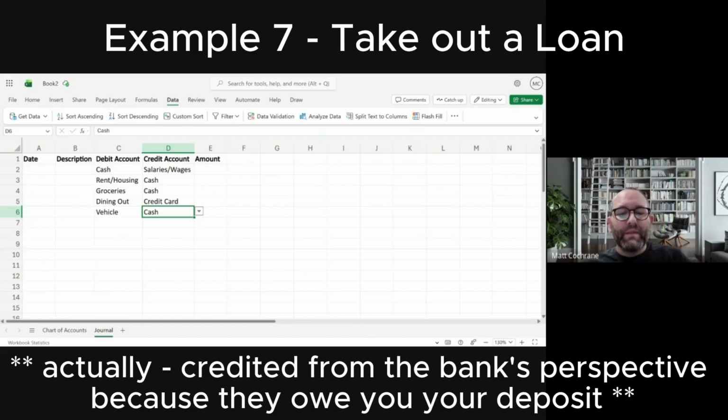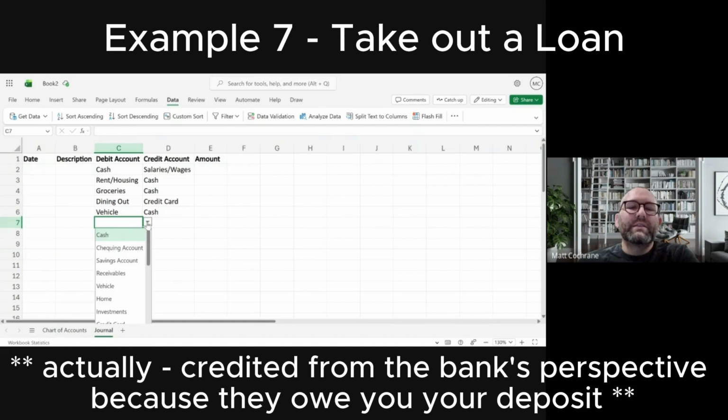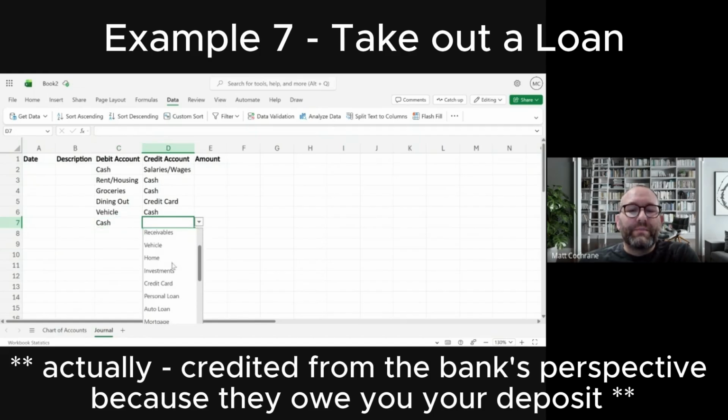So the 2 accounts that are affected here: one, we're going to debit cash, because cash is an asset and assets increase with debits. And the second is our loan, so a personal loan or auto loan. I think that this one is personal loan.